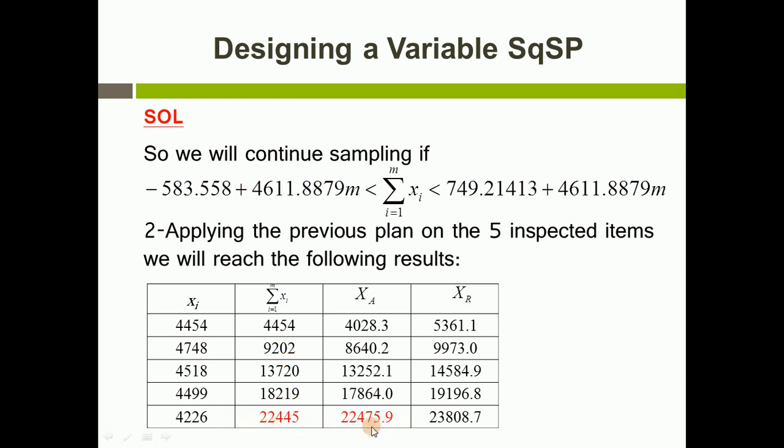445, and comparing now between xa and xr that were calculated by substituting m with 5, you will find out that the summation xi is lower than xa. Since it is lower than xa, this means that our decision should be to stop and accept the lot. So in this case, after inspecting the fifth item, we will stop sampling and accept the lot.